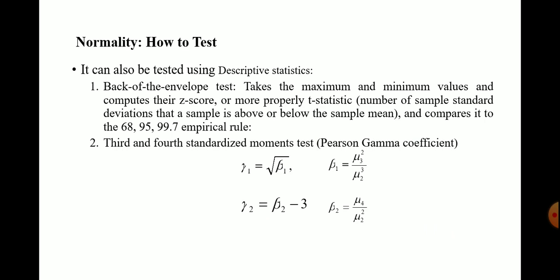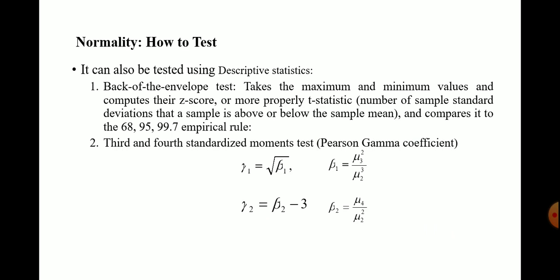Or, most importantly, the most popular approach is that we can get information about normality using the third and fourth standardized moment test, which is known as Pearson gamma coefficients. It is nothing but finding out the skewness and kurtosis based on the third and fourth standardized moments. How can we do that? I hope that you know how to find out the moments.